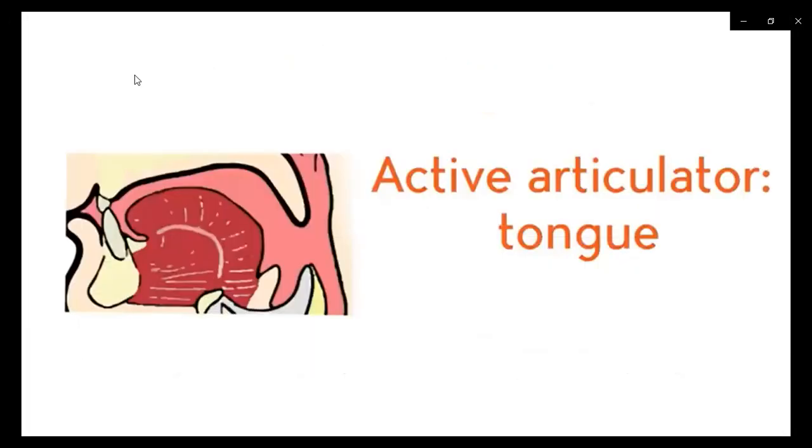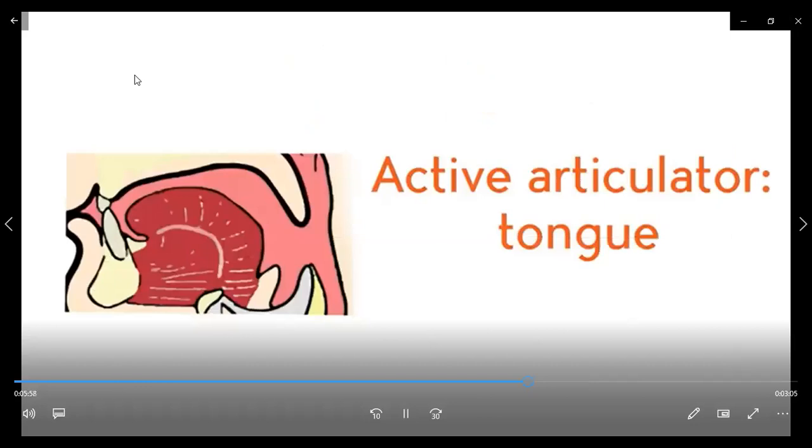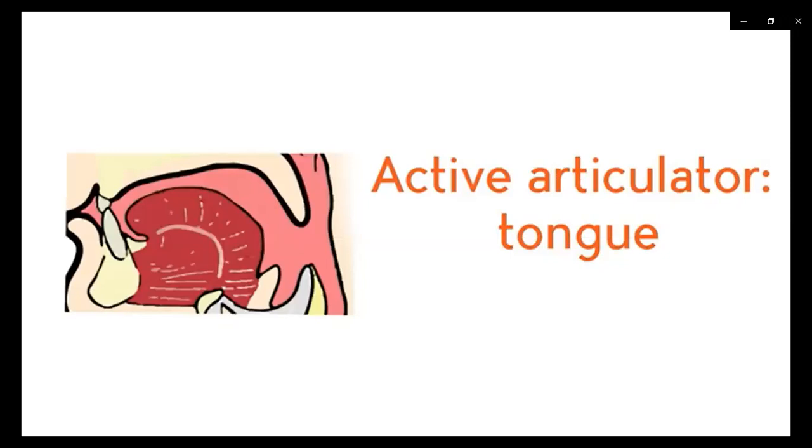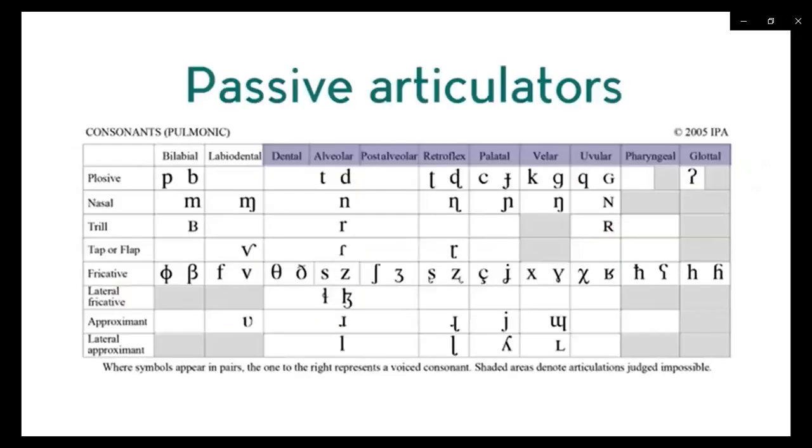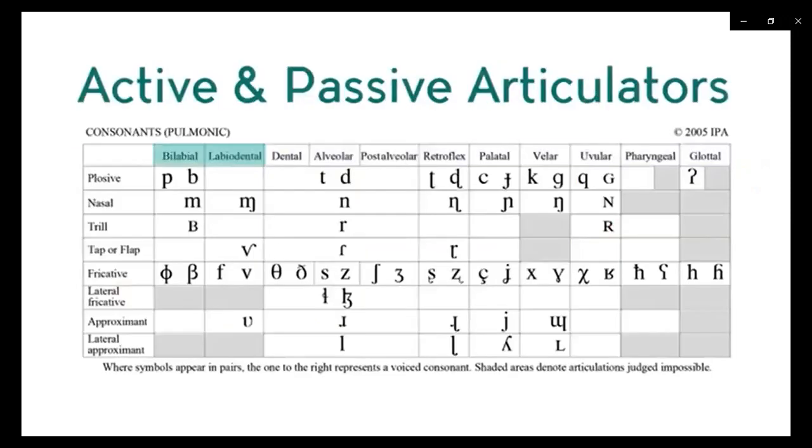In this case, the active articulator is a part of the tongue. Because the tongue has so many different parts, we don't want to get into that discussion, so we just stick to the passive articulator. But for bilabial and labiodental, the active articulator is not the tongue or any part of the tongue, it's just the lower lip. So that's why they are mentioned.